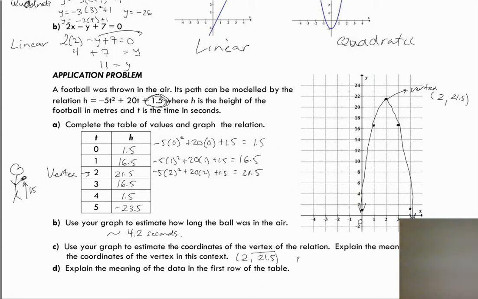This means at 2 seconds, the ball peaked at 21.5. What are they talking about? Meters, right? Good. Or the max height.